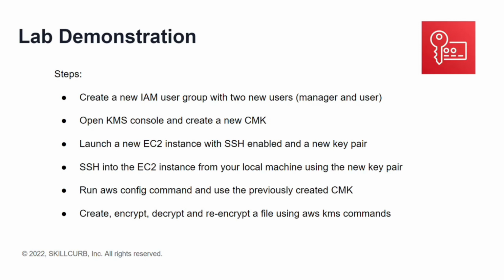After logging into my AWS account, I'll open the KMS console and create a new customer managed key. Then we're going to create an EC2 instance and we'll log into our EC2 instance and configure the AWS CLI using the credentials of the key user we created, and then we're going to create a plain text file and use KMS to perform encrypt and decrypt operations on our file.